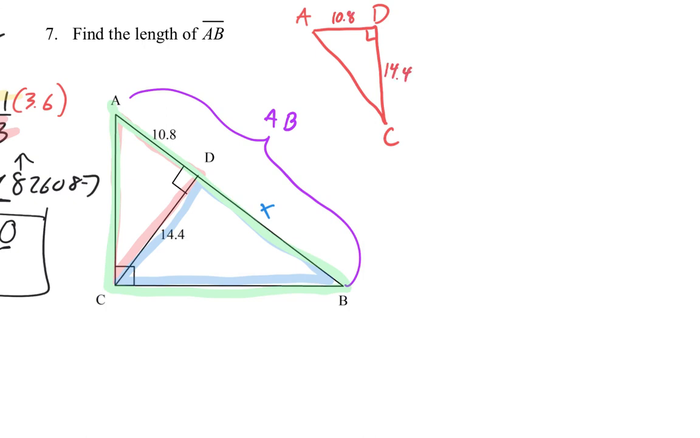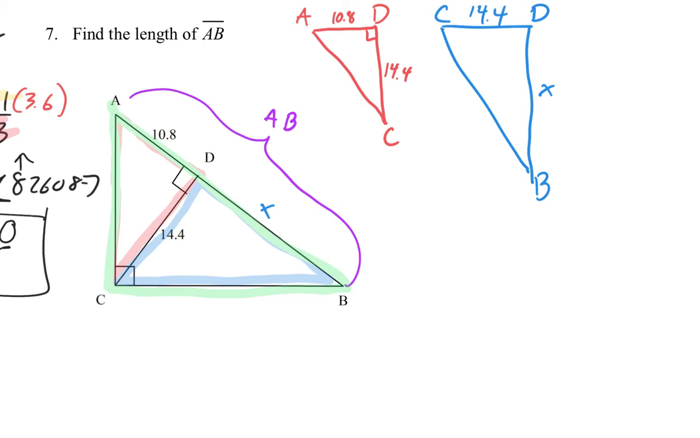Okay, let's draw the blue one. Same orientation, right? I'm trying to match up the orientation. So the right angle is D, but now the short side is from D to C, and the long side is D to B. And we know DC is 14.4, and we know that we call DB x, right? We're going to have to find this, add it to 10.8, and then we'll get our answer.